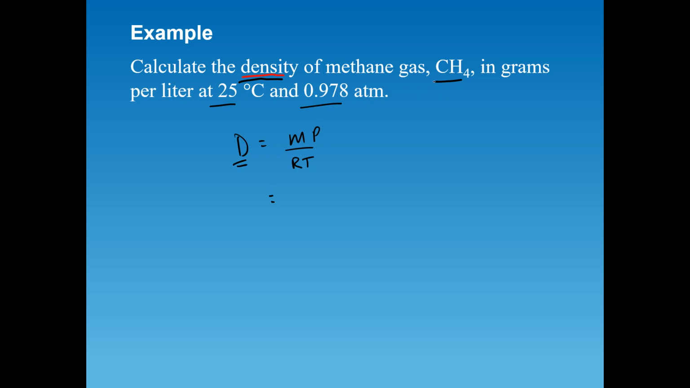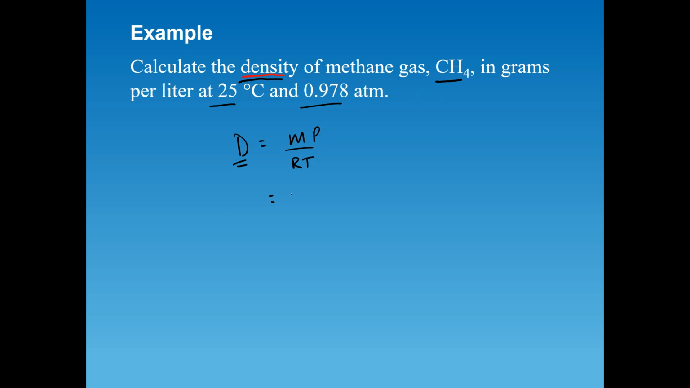Now the first thing we need to determine is the molar mass of methane. So for the molar mass of methane, let me do a quick calculation. I think it is 16.04, but let me check: 4 times 1.008 plus 12.01. I was right, 16.04 grams per mole.